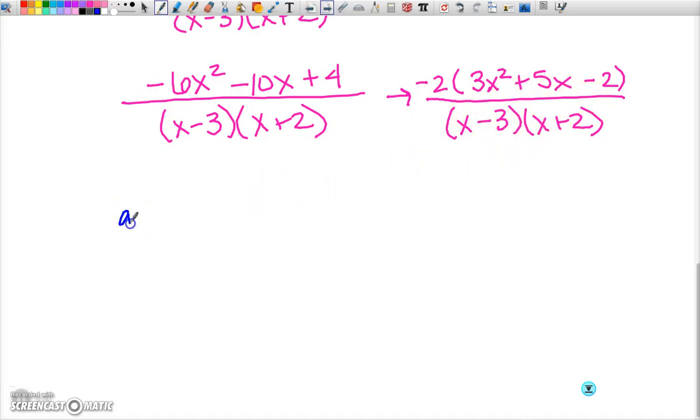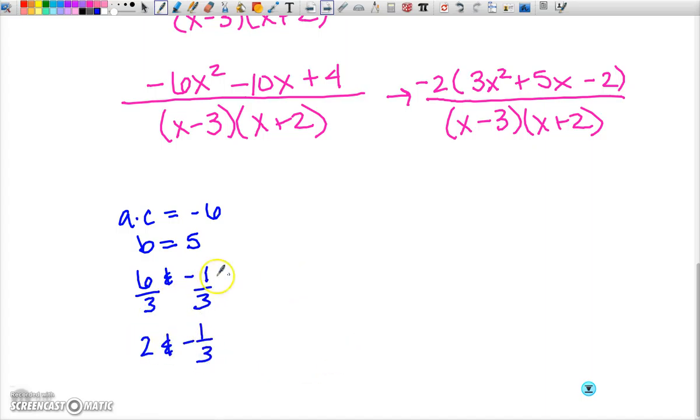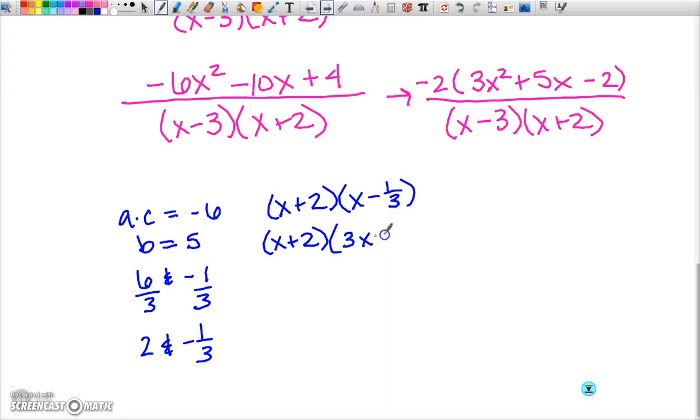So I would do the a times c, which would give me a negative 6, and then b, which is a positive 5. So if we do 6 and negative 1, that would work. So we divide by our a term to get 2 and a negative 1/3. So when we write our factors from that, we get x plus 2 and x minus 1/3. So that leaves us with x plus 2 and then 3x minus 1. Well, you'll notice that this factor matches one in the denominator, so we do have to go further.